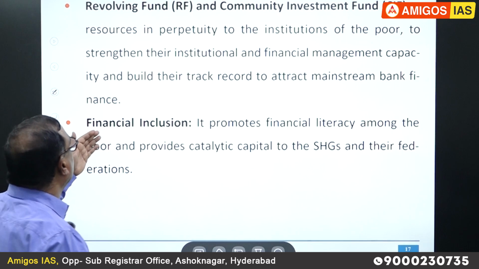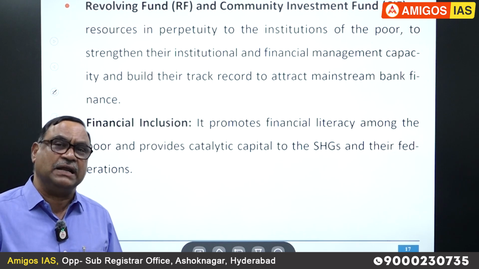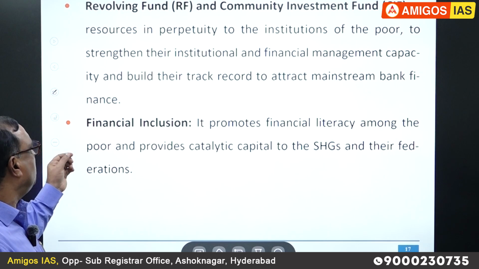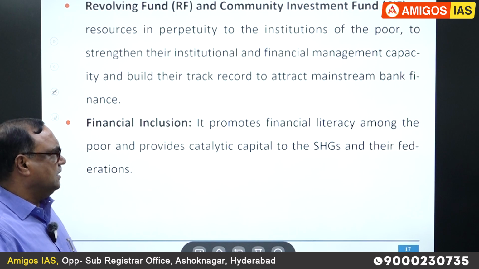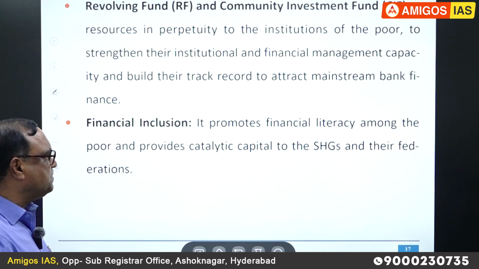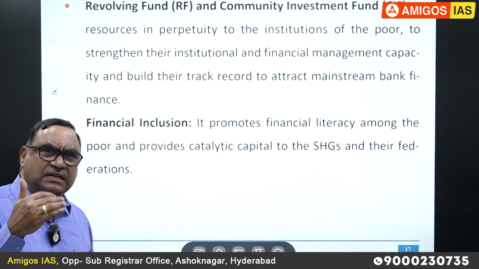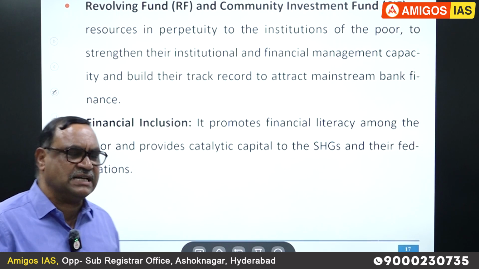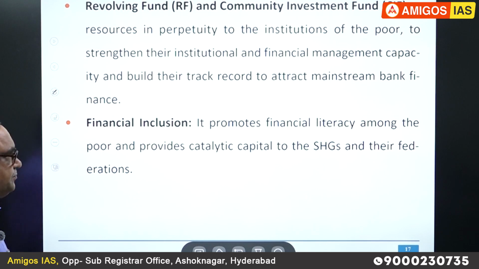Then financial inclusion. This is another unique feature of NRLM. It promotes financial literacy among the poor and provides catalytic capital to the self-help groups and their federations. That means the financial literacy is provided to the rural poor who are members of the self-help groups and also their federations.